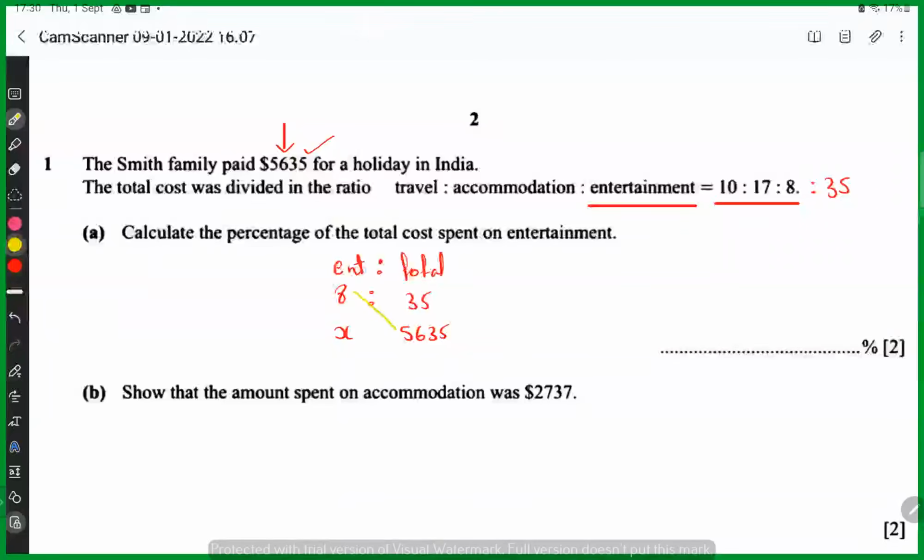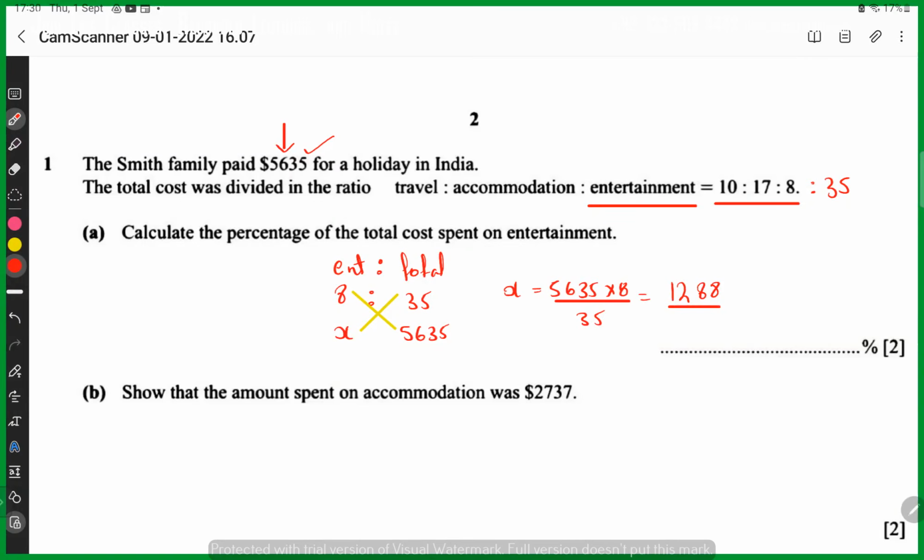Next, I need to cross multiply and x is going to be 5635 multiplied by 8 divided by 35. Please use your calculators quickly. 5635 multiplied by 8. 1288. Okay, 1288. And this is the amount of the money that is being spent on entertainment.